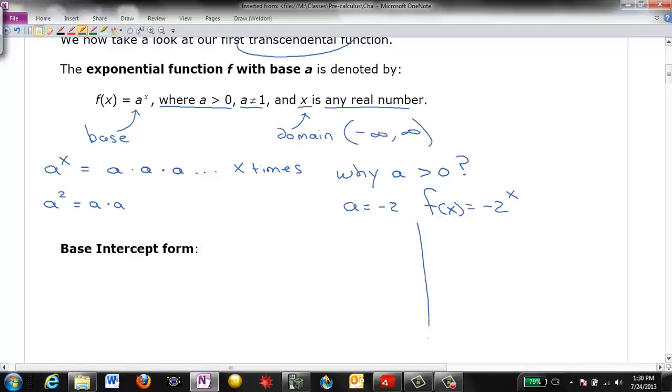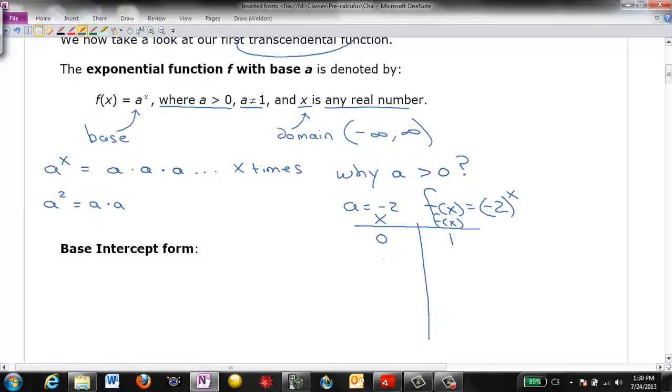Let's see what happens. Okay, so I'm going to create a table, and as with any function, we have an input and we're going to have an output, and let's see what happens when we have that negative 2 as our base. So don't forget, when we do this, we're going to put our parentheses around that negative 2 so that we know that the negative is also included in the exponent there. And we'll start off at 0. Okay, so negative 2 raised to 0. We know that anything raised to 0 is going to give us 1. Okay, so we have a point 0, 1.